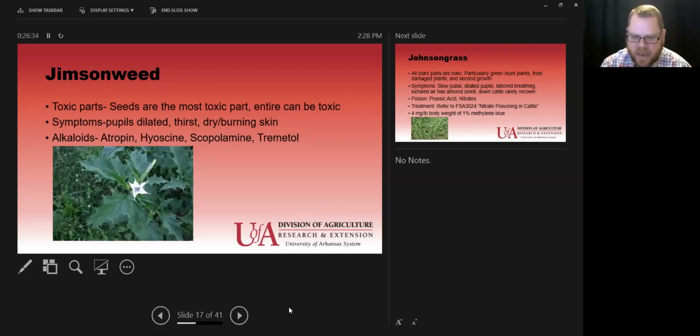So you can kind of think about that, and dilated pupils is one thing that's kind of hard to diagnose in cattle. But you can notice maybe with that dry and burning skin that they're itching all the time, or maybe they've rubbed some spots on them, that type of thing. And so Jimson weed again for control, contact your agent.